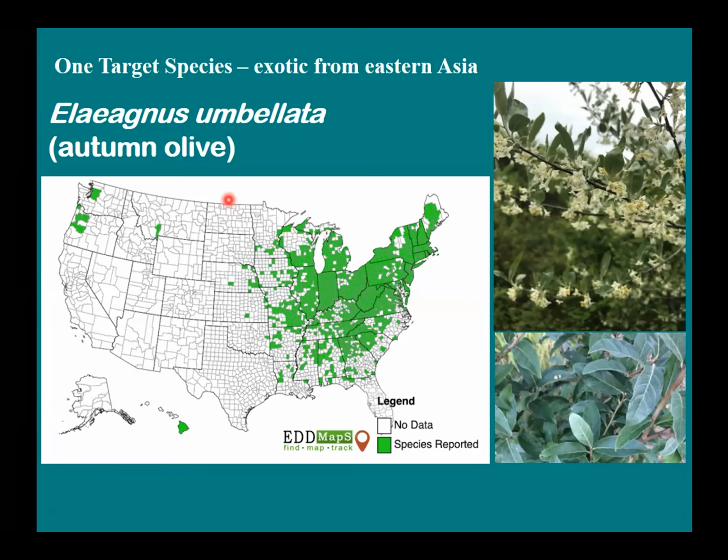One of the target species she's looking at is autumn olive. It's an exotic from Eastern Asia. And you can see that it has spread pretty widely throughout the northeastern United States and the Midwest. Here's some photos of autumn olive.